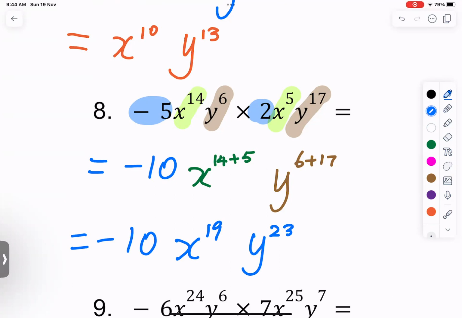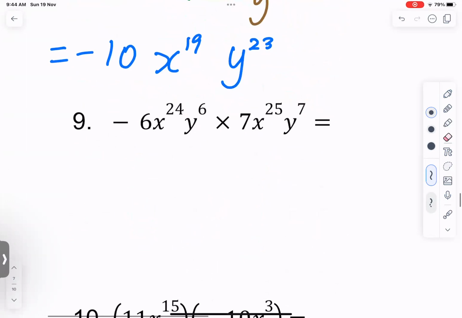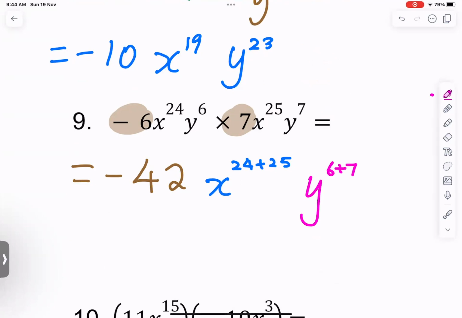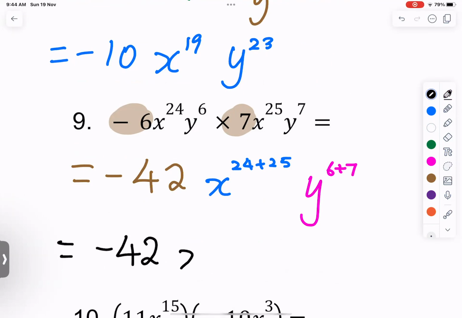Good. Very good. Of course, it is very good. All right. Next, numbers first. Negative 6 times 7, negative 42. And then x, 24 plus 25. You can get these ugly numbers in exams as well. 6 plus 7, usually no, but you never know, right? Maybe the teacher is so free and then gives you some weird numbers.